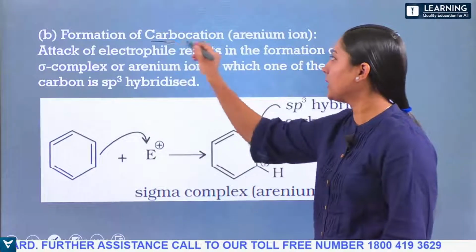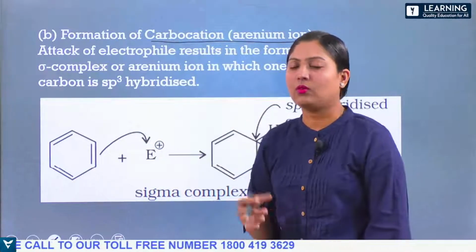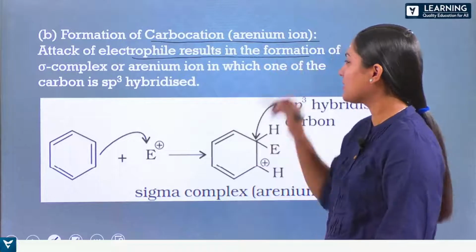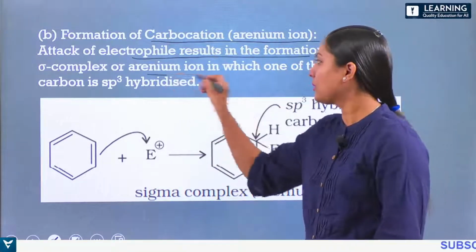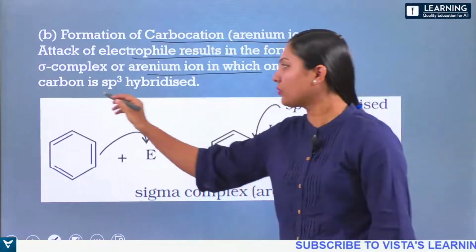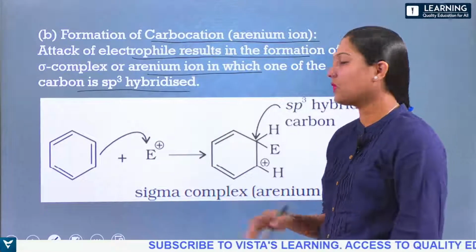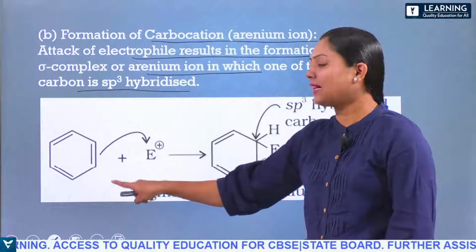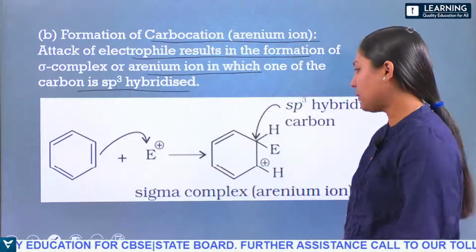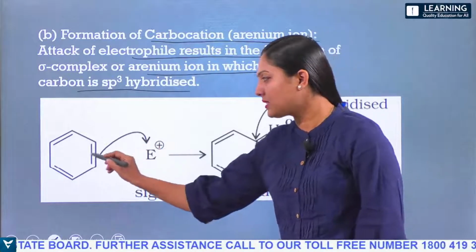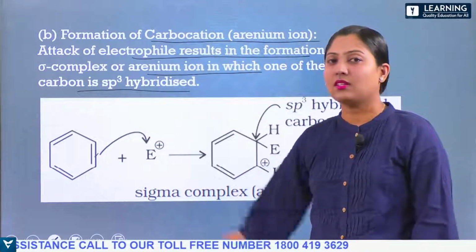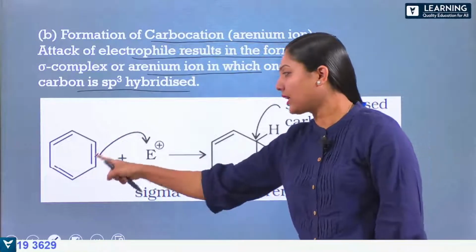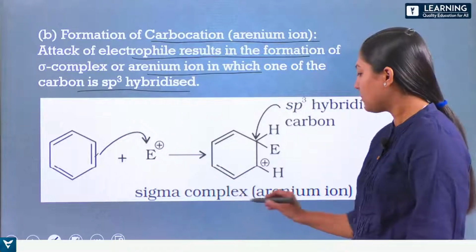Next, formation of carbocation or arenium ion. We know we call them arenes. So, the arenium ion. Attack of this electrophile results in the formation of a sigma complex or arenium ion, in which one of the carbons is sp3 hybridized. We know that these are sp2 hybridized, right? When this electrophile has attacked, sp2 converts into sp3 hybrid orbital. If you have this double bond, E plus will be attracted by this because they are electron rich. Electron rich will get easily attracted by positively charged particles. So they get attracted by this E plus. So the sigma complex will be formed like this.